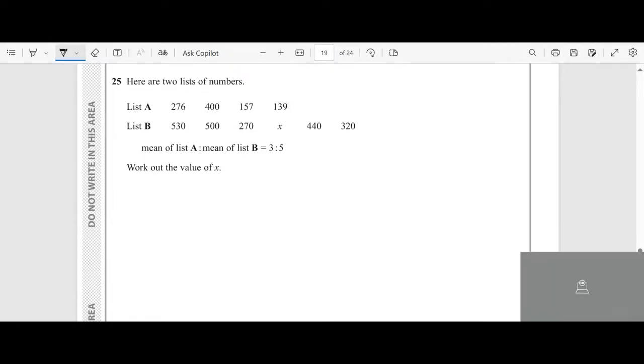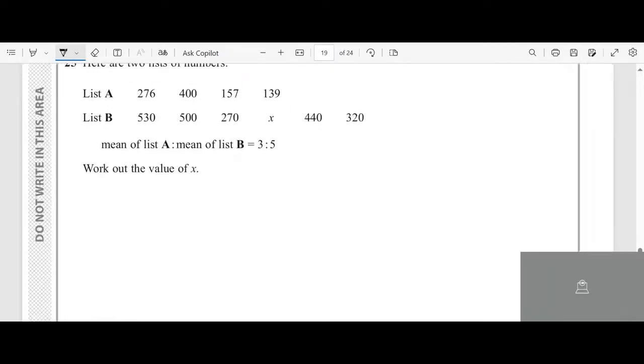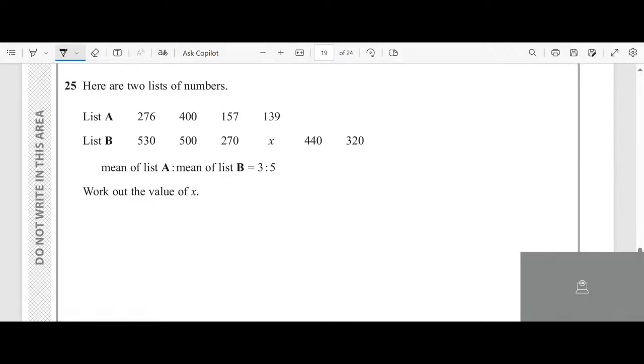Question 25. Here's a list of numbers. List A has got this and list B has got that. So let us first find the mean of A. How do we find the mean? Add. Then all of these we are going to divide by 1, 2, 3, 4. So let us see 276 plus 400 plus 157 plus 139. This one gives me a total of 972. We divide this by 4, which gives me 243.